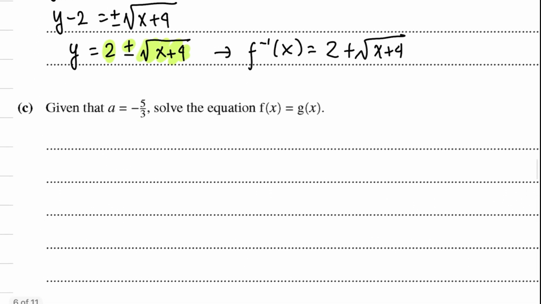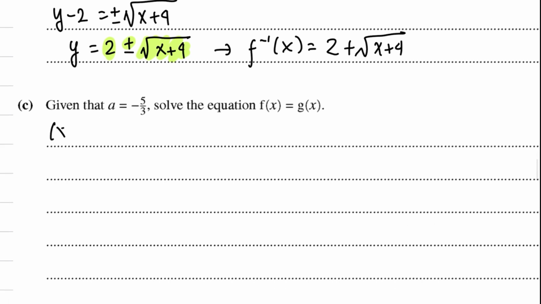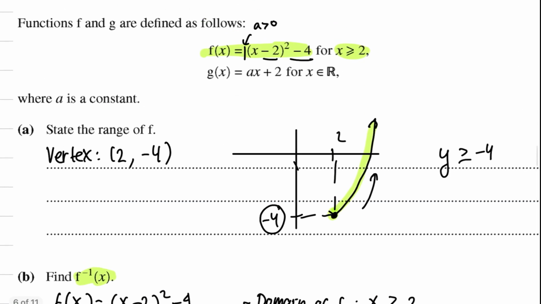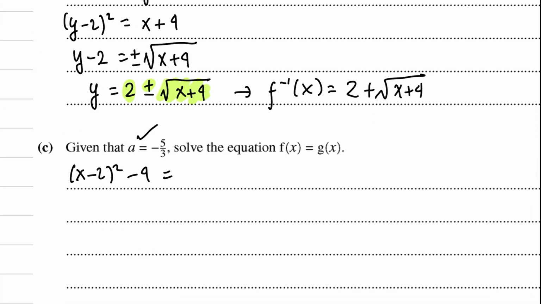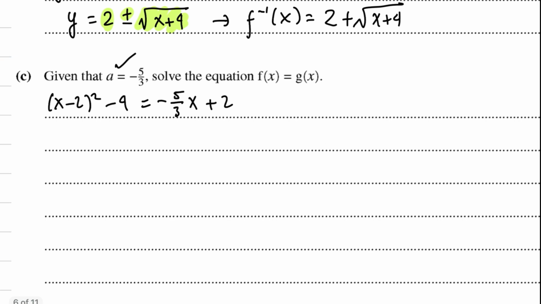The next question, we just need to solve for f x equals g x. So f x is x minus 2 squared minus 4 equals, and g x is a x plus 2, but we have the a here, so we just substitute. a is minus 5 over 3, so minus 5 over 3 x plus 2, and then we just need to solve this equation. So we can expand this, it becomes x squared minus 4x plus 4, using the a minus b squared formula, equals a squared minus 2ab plus b squared.